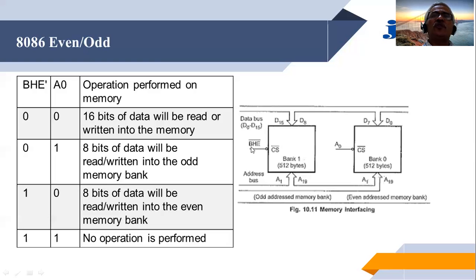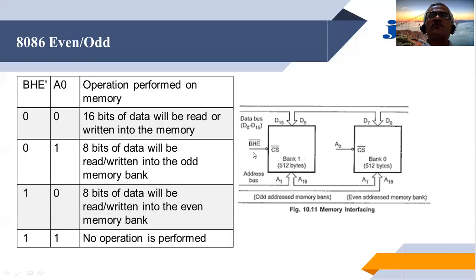But when you look at BHE bar, when BHE bar is 0, bank number 1 is selected, and the address is A1 to A19. Now when A1 is 0, A0 will be 1, so that will indicate the odd address of bank 1, that is the first address of bank 1.